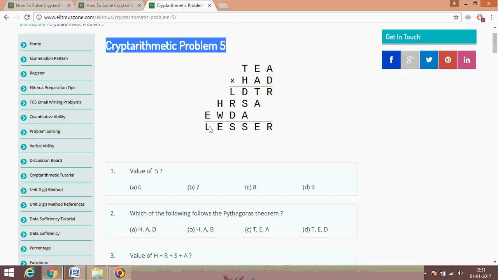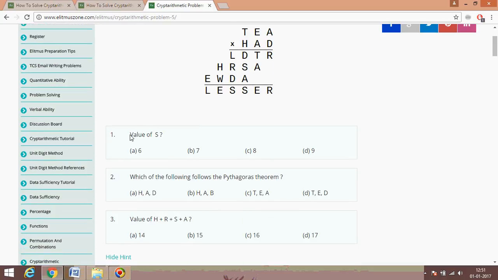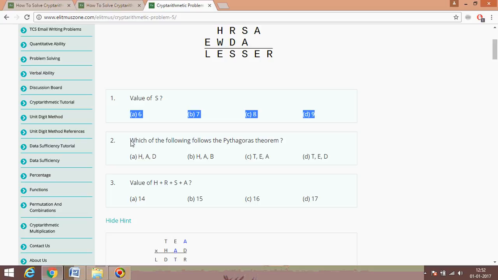Okay, so after solving this problem, solving means you have to identify each digit corresponding to the variable. So you have to identify what is the corresponding digit according to T. Once you get all the variable values, you have to answer basic 3 questions. What is the value of, and you have to select from these questions and options. After that you have to give one basic answer: which of the following follows the Pythagoras theorem.